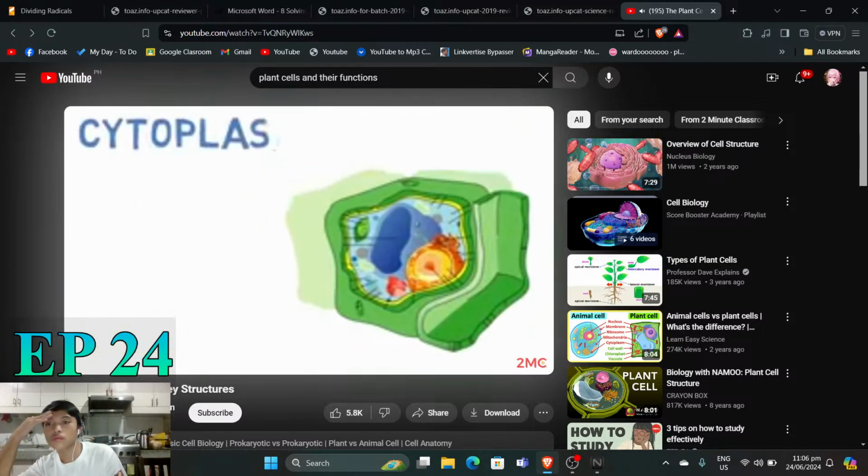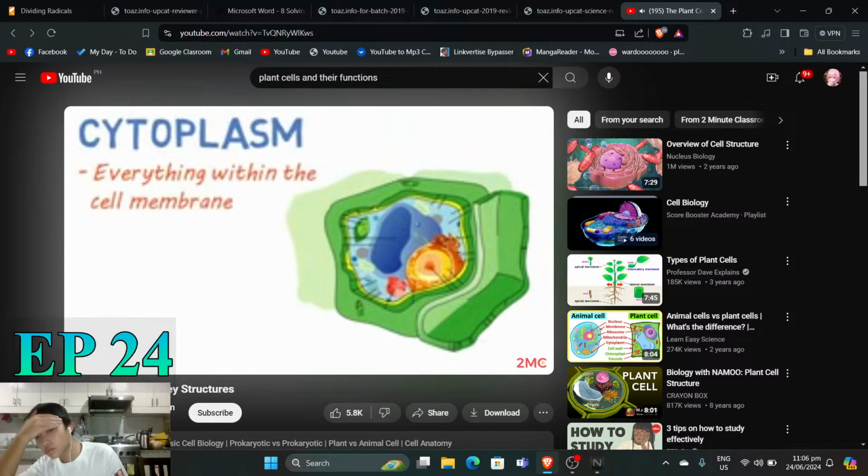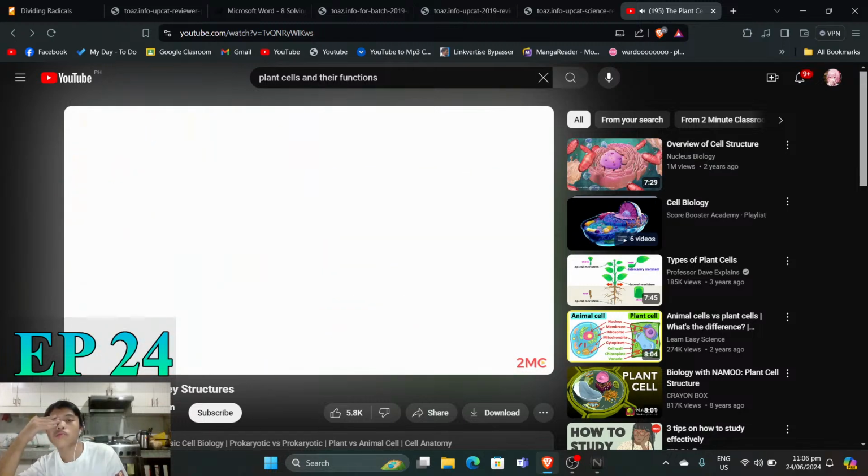The cytoplasm is everything within the confines of the cell membrane, including all organelles, proteins, and other structures. This is not the same as the cytosol, which is the fluid these organelles move around in.